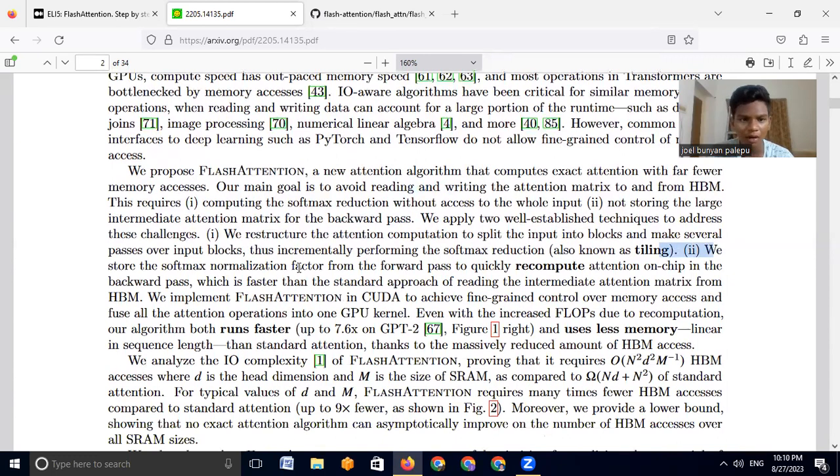And make several passes over input blocks, thus incrementally performing the softmax reduction, also known as tiling. So this is tiling, in which we'll incrementally perform softmax over the input data block by block, right? We store the softmax normalization factor from the forward pass to quickly recompute attention on chip in the backward pass. Right, so this is one thing that is pretty intuitive, and that does make sense.